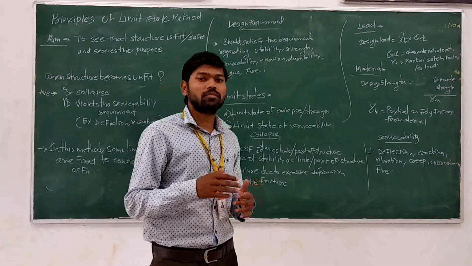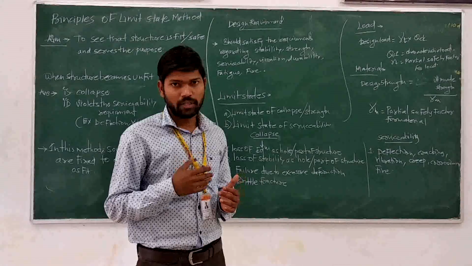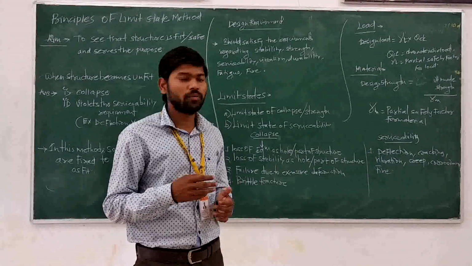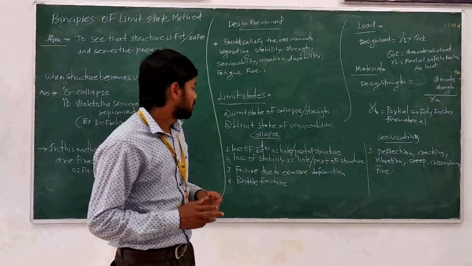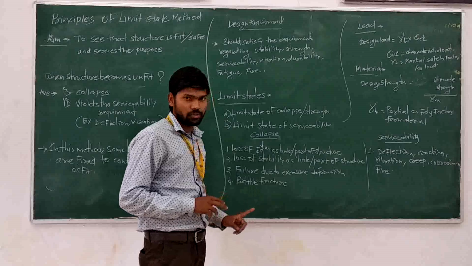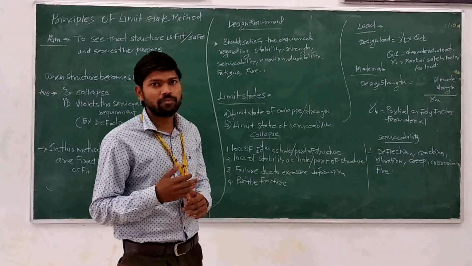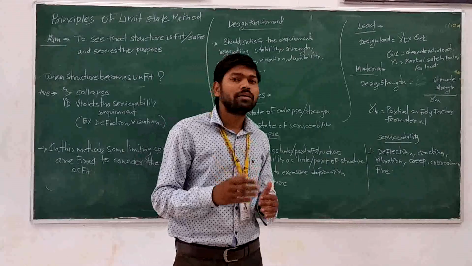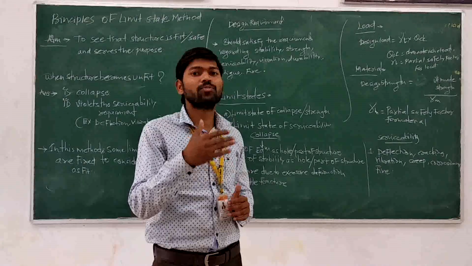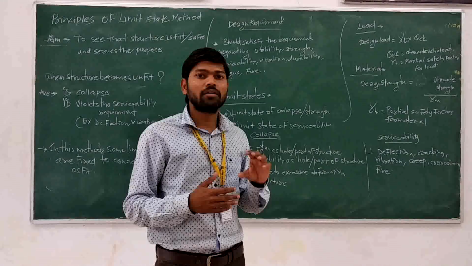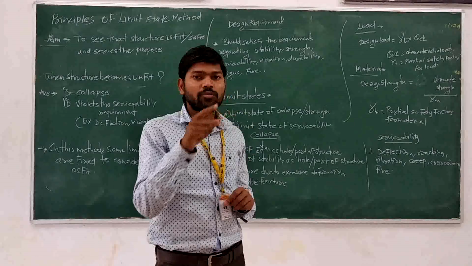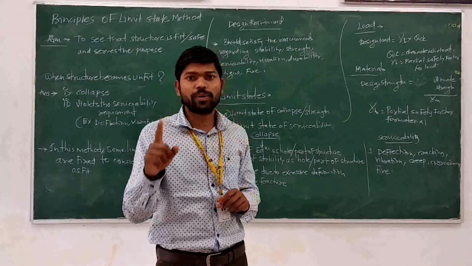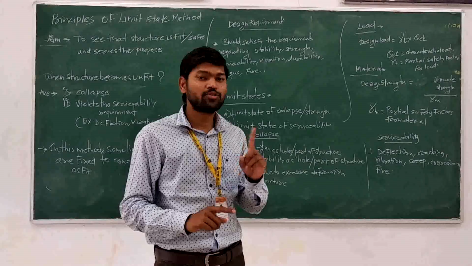You know that concrete is brittle, and if the section is over-reinforced, then in the limit state design method, the over-reinforced section is avoided because of this fourth limiting condition. In an over-reinforced section, the quantity of steel is more, and the first material to fail is concrete. It will not be steel.